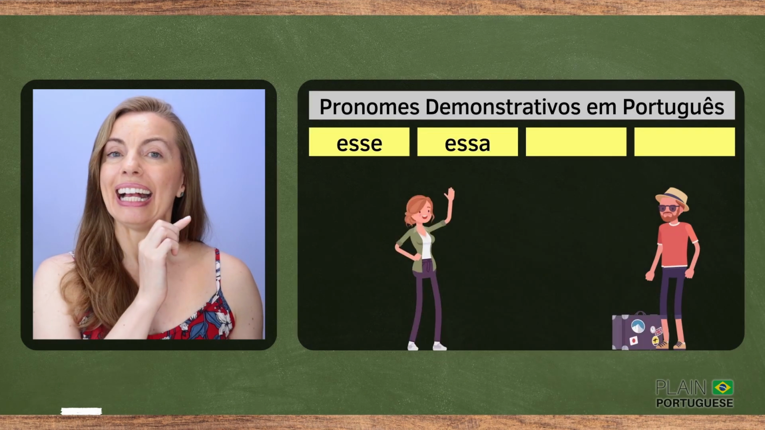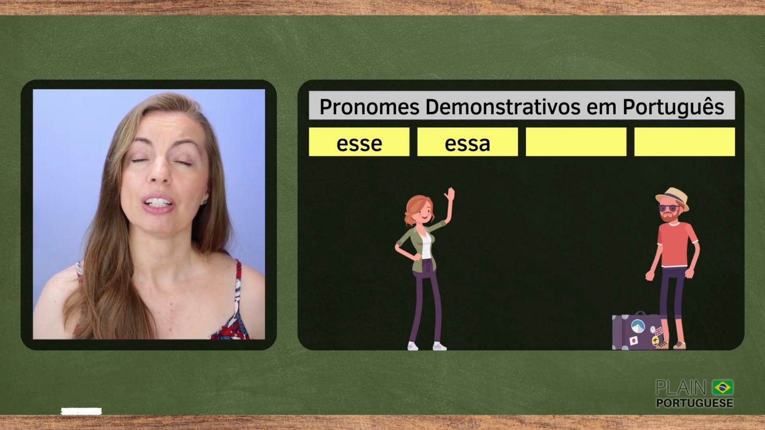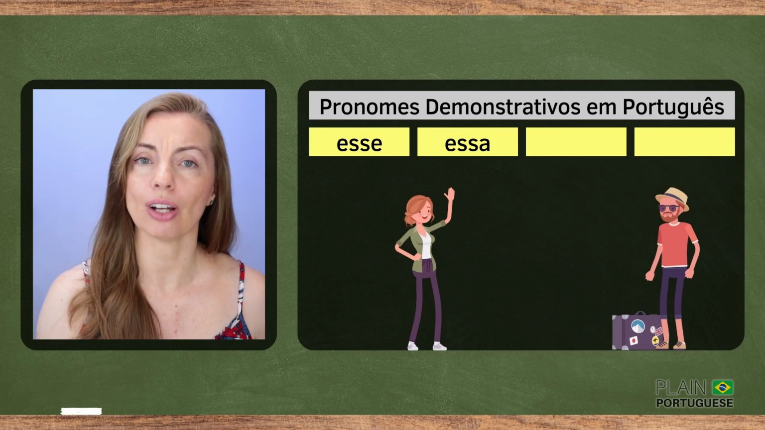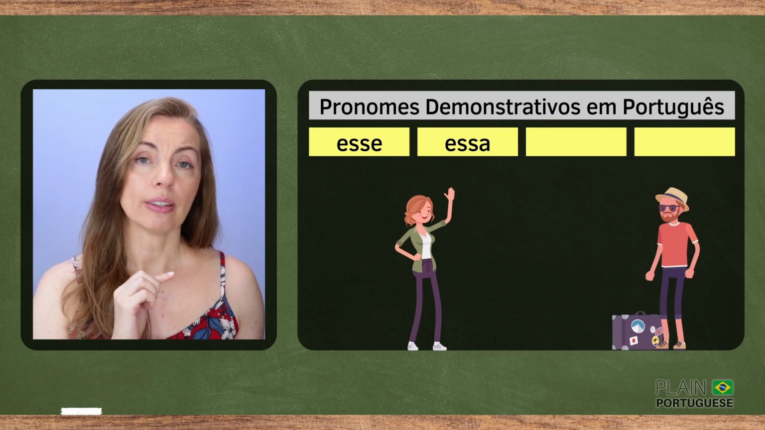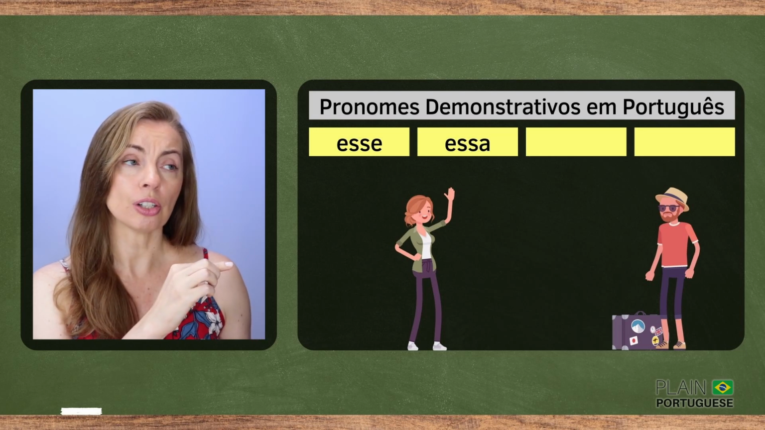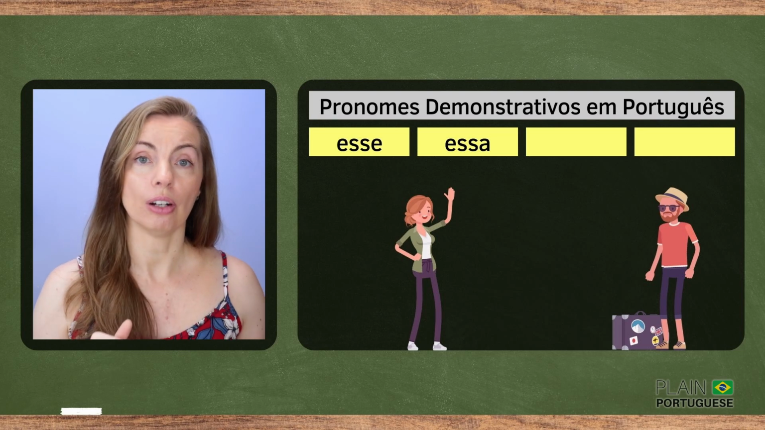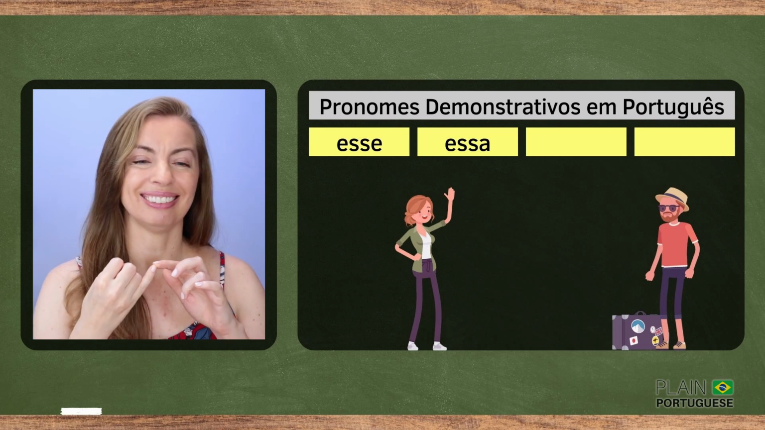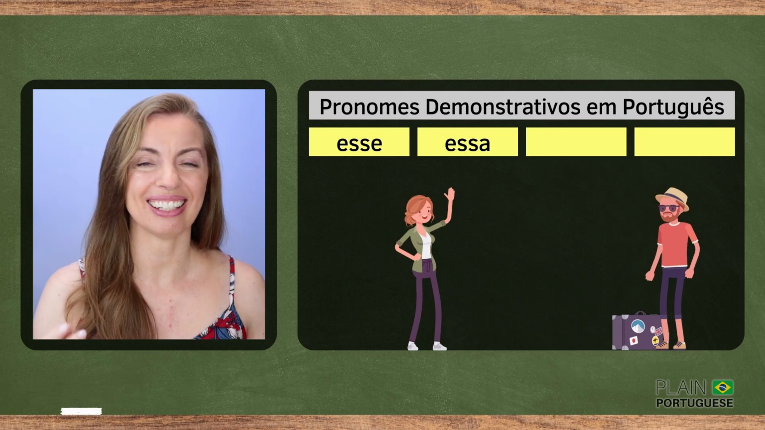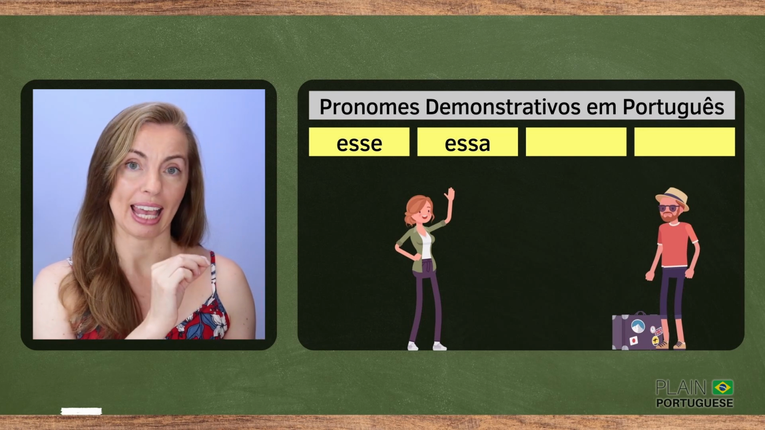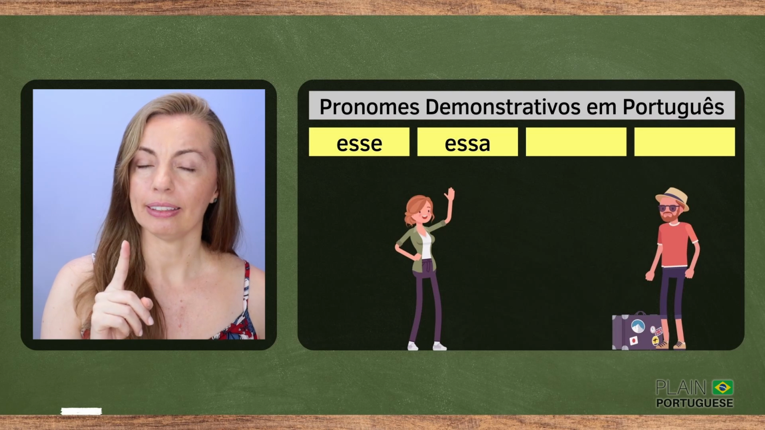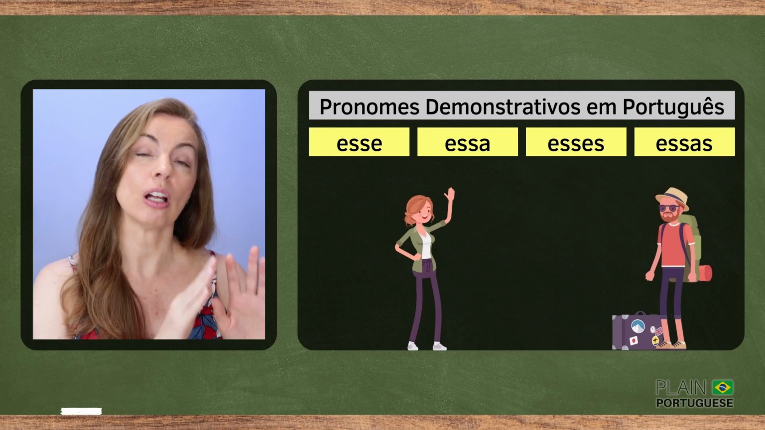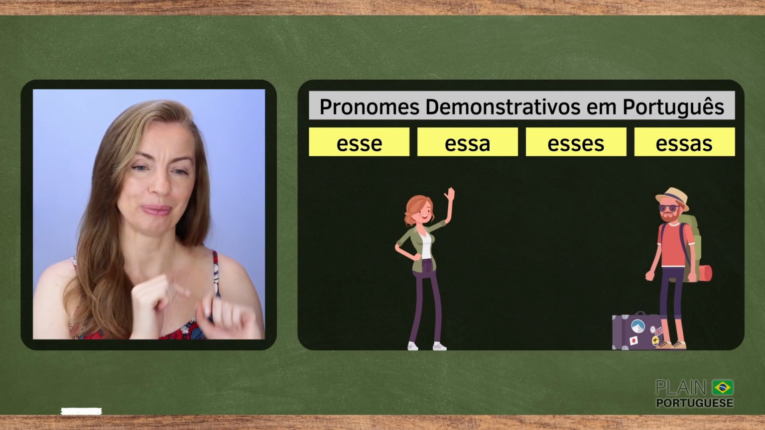Yes? Now, esse and essa are equivalent to that when you're pointing out something that is closer to the person you are talking to, and not far from both of you. By the way, it doesn't matter if you're talking to that person in person, by phone, or if you are texting, it doesn't matter. Use esse, essa for one thing and esses and essas to point out more than one thing that is closer to the person you're talking to.